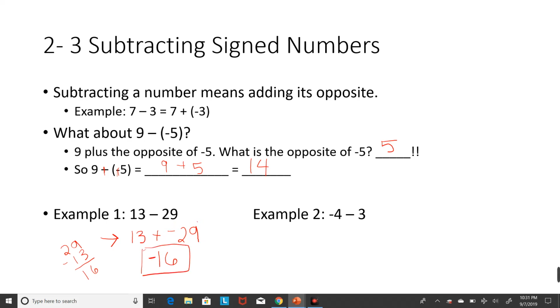Okay, example 2, negative 4 minus 3. So again, I'm going to change this minus to plus a negative 3. So negative 4 plus negative 3. These numbers have the same sign, so we add them and we keep the sign.